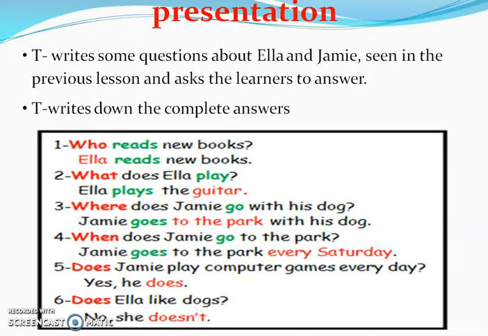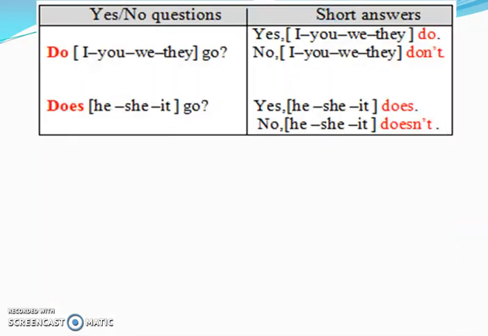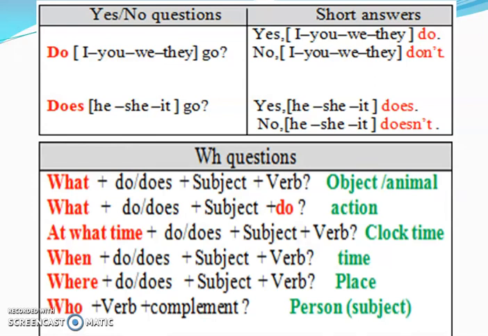Make sure that your learners distinguish between the two types of questions. We use yes-no questions to get affirmation, and we use the WH questions to get information. Write the different structures on tables on the board to make things easier for your learners.